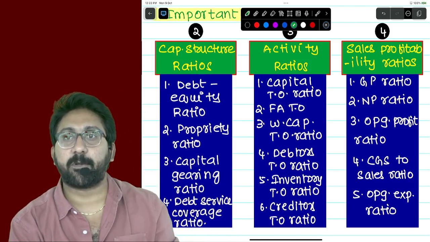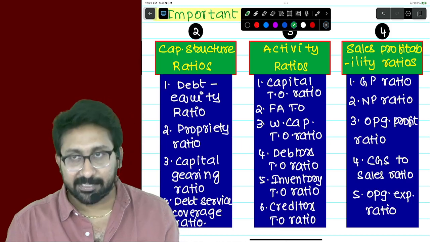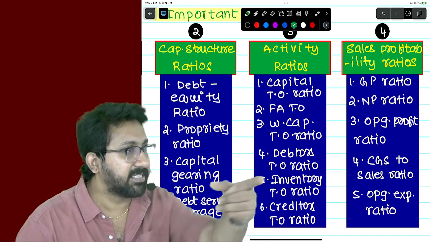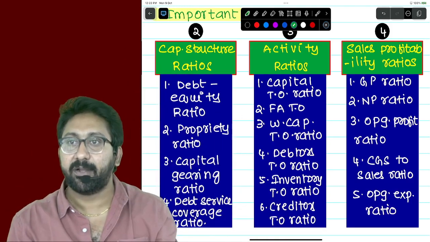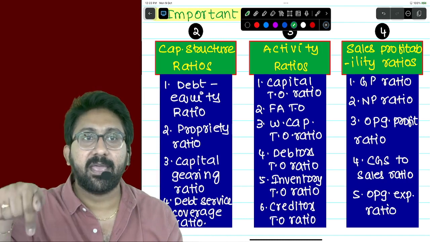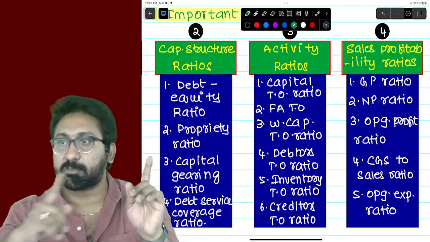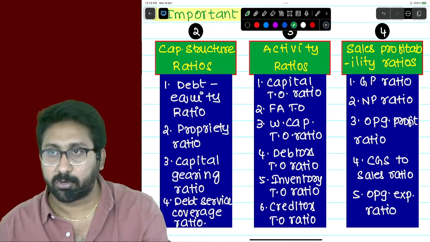Sales influences profit. So tell me, GP ratio, what is the formula? GP by sales. Why should it be like that? What is the intention of the formula? Sales influences gross profit. The influencer should be on the x-axis, the influenced should be on the y-axis. That's how these formulas came. Everyone understood the logic behind that. From this, no doubt should come.